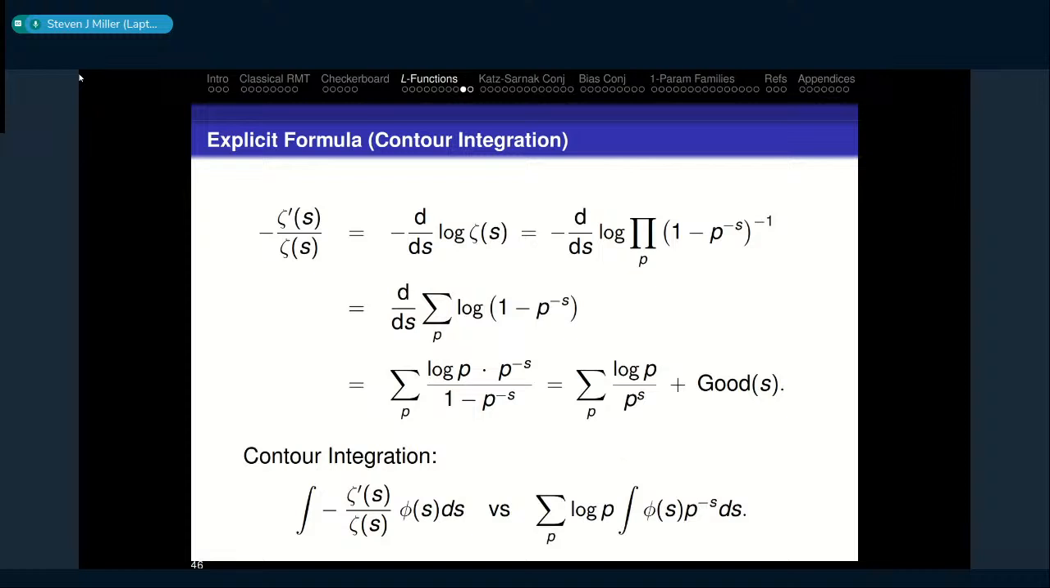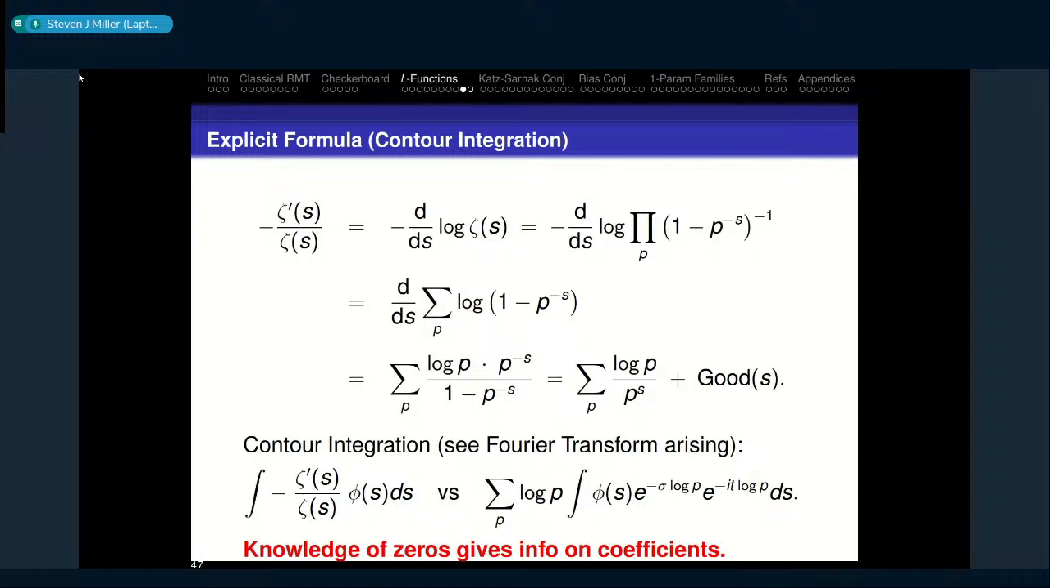And now on the right-hand side, we now have the integral of phi of s times p to the minus s. Well, I can write p as e to the negative i log p, and what we now really have is a Fourier transform on the right-hand side. So the left-hand side is a weighted sum of the zeros with my test function phi. And on the right-hand side, it's a sum weighted by the coefficients of the L function. In this case, they're all one because it's the zeta function, times the Fourier transform of phi. And so you get explicit formulas like this.